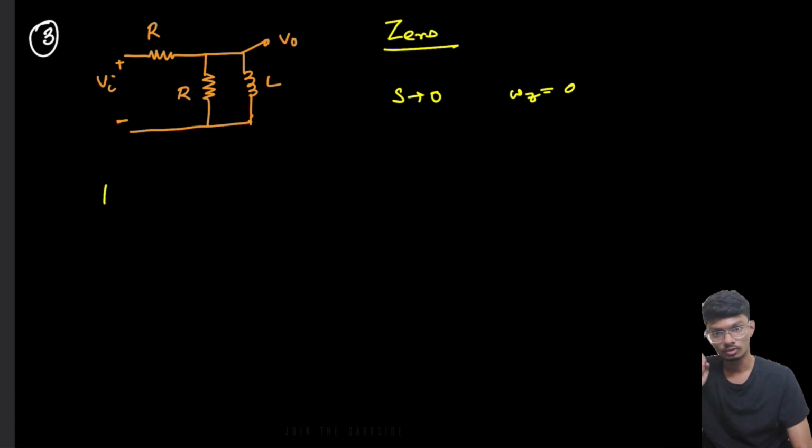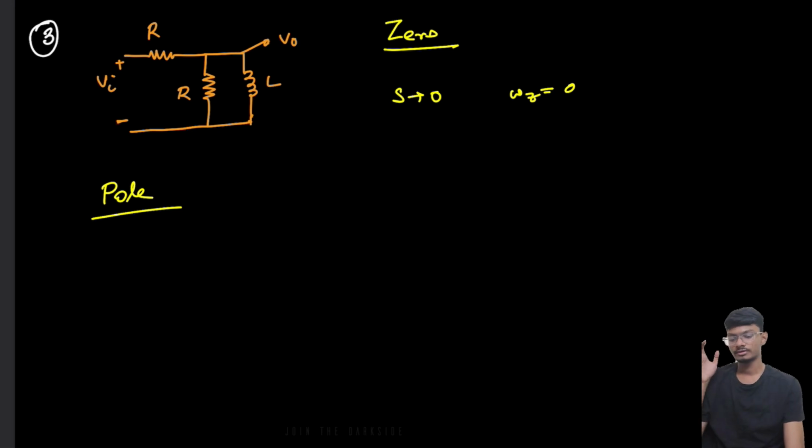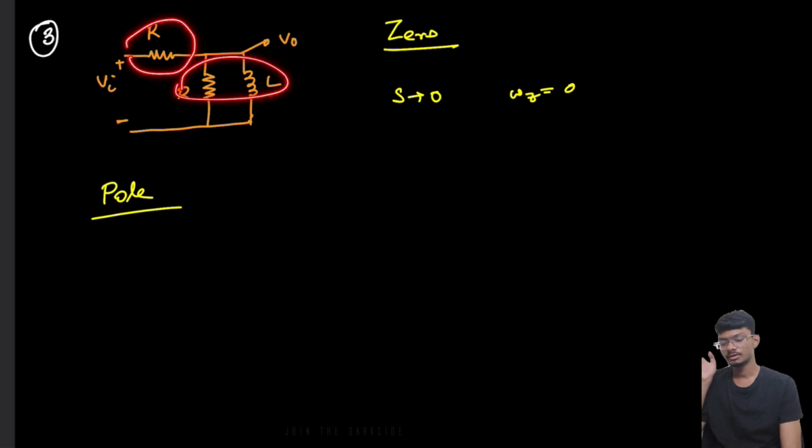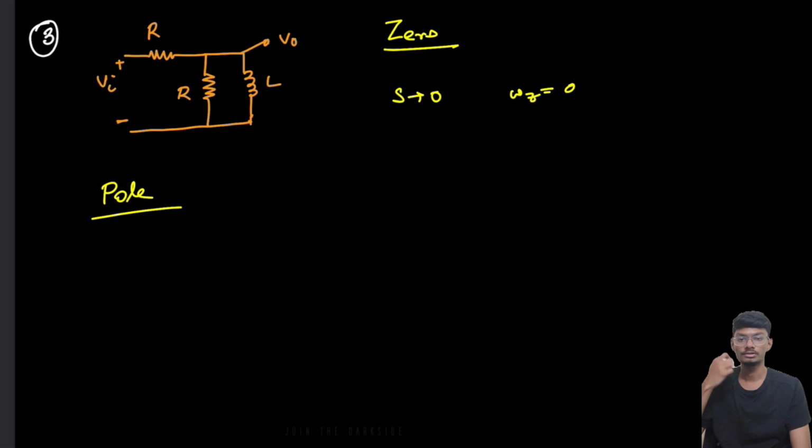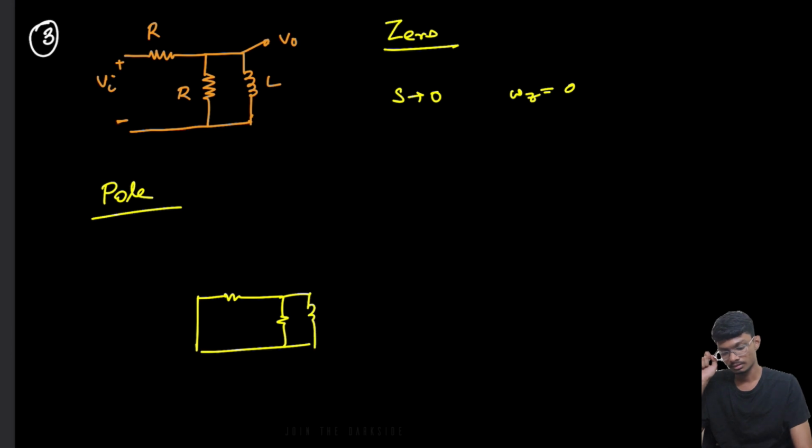So let's go to the pole. For pole, what we need to do is basically make Z1 equal to minus Z2. Now I will solve this using the second method, right? I will short the input and make this equivalent impedance infinity. How to make this infinity? Basically the denominator should be 0. All these are in parallel, right?